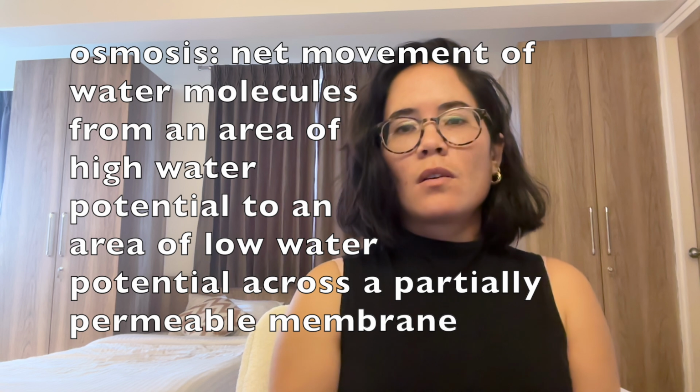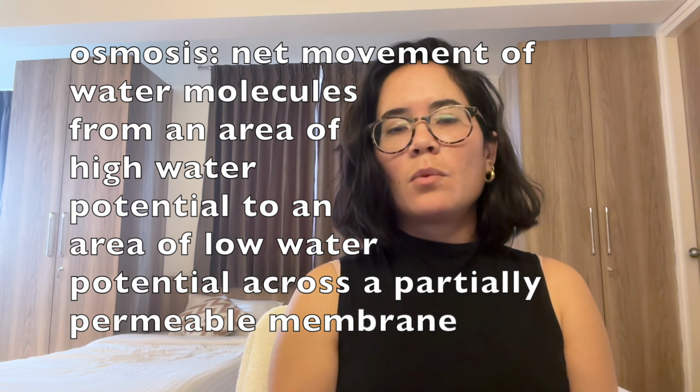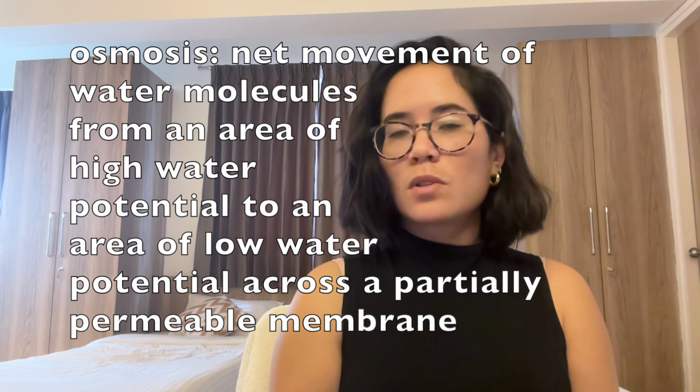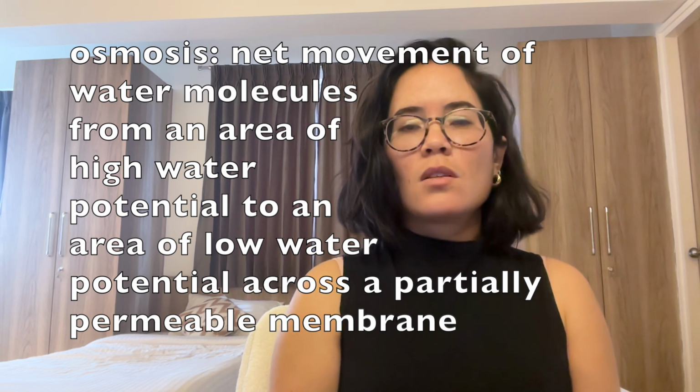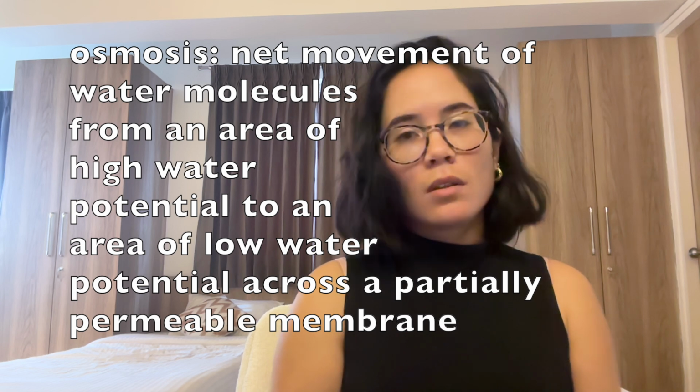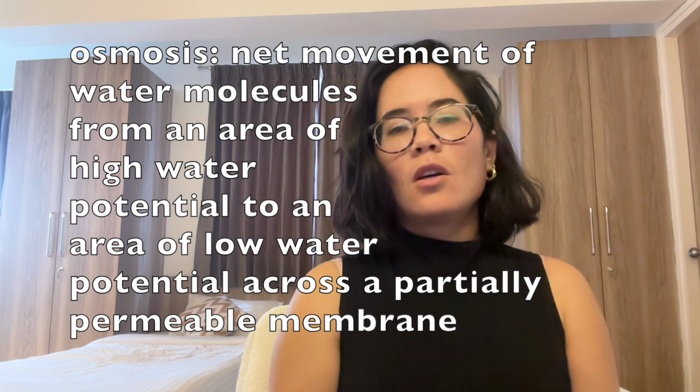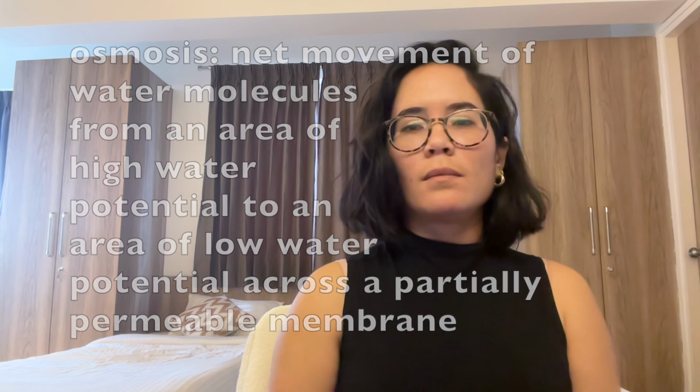So what is the definition of osmosis? Well, it's the net movement of water molecules from an area of high water potential, so that means an area with high water concentration, to an area of low water potential, low water concentration, across a partially permeable membrane. So what happens if we add salt to our solution, so we increase the amount of solute? Well, that creates a more negative water potential.